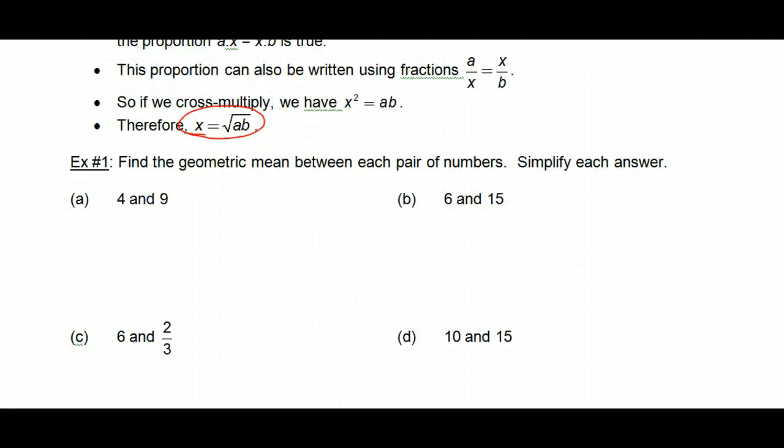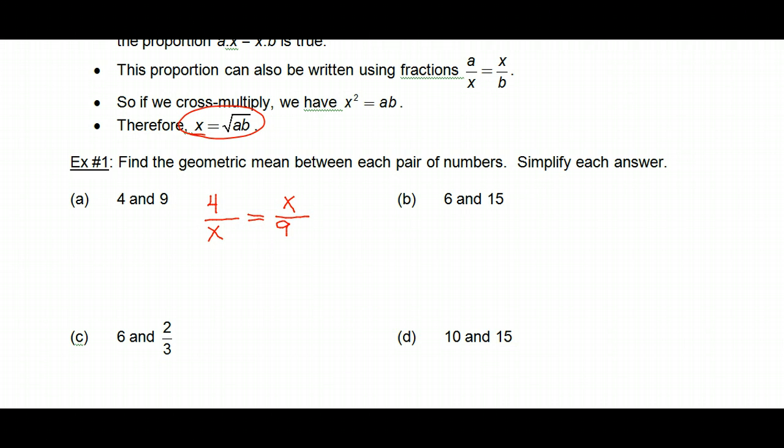so you could set up the proportion. So x is the geometric mean, and you'll see why I'm going to set up the proportion like this. You can go right to the answer. You could go right to taking the product of the two numbers and then taking the square root. But I'm going to set it up like this because I'm going to use proportions later on.